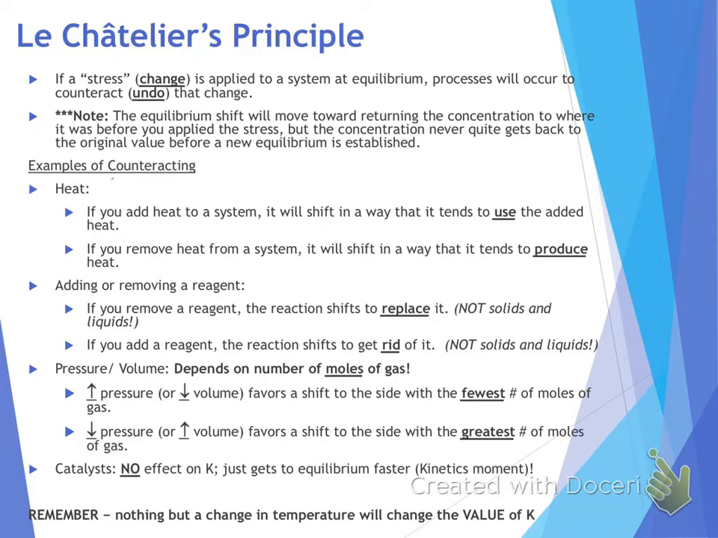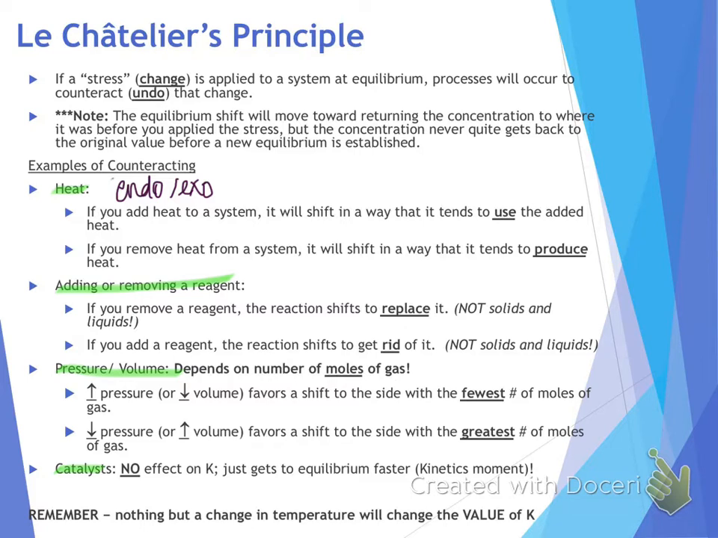Different stresses that could be applied are heat, adding or removing a reactant or a product, changing pressure or volume, adding a catalyst. When we are looking at heat, we must know if our reaction is endo or exothermic. Remember that endothermic reaction means we're absorbing heat, so that heat's going to be on the reactant side. So then we can treat it the same way as if we're adding or removing a reactant whenever we add or remove heat from that system.